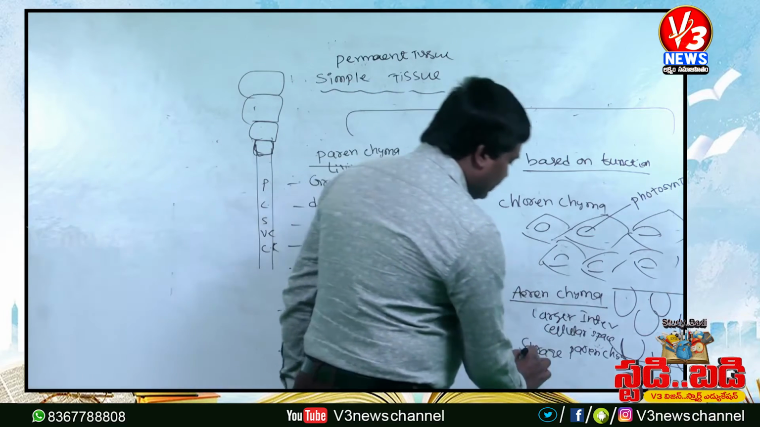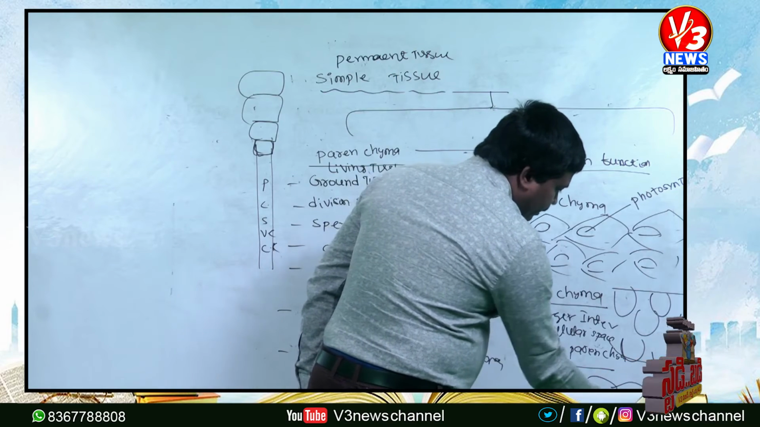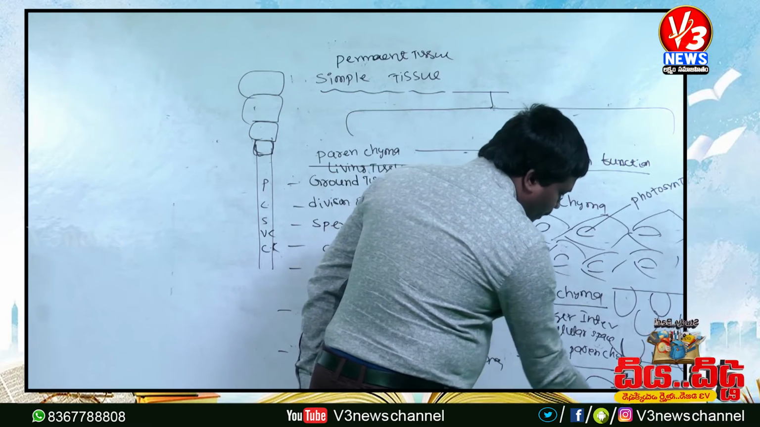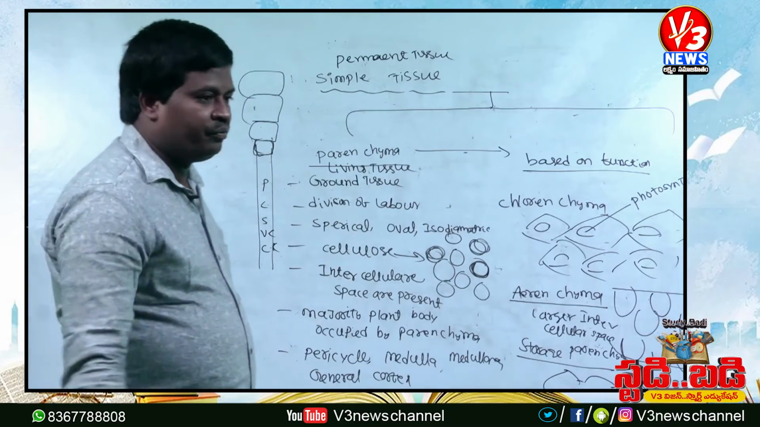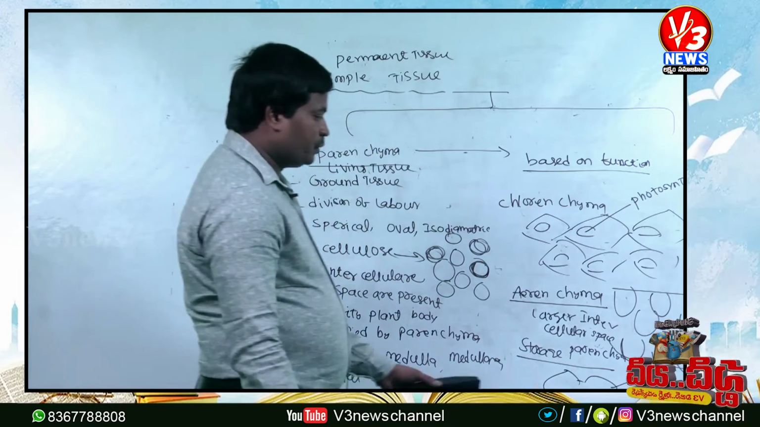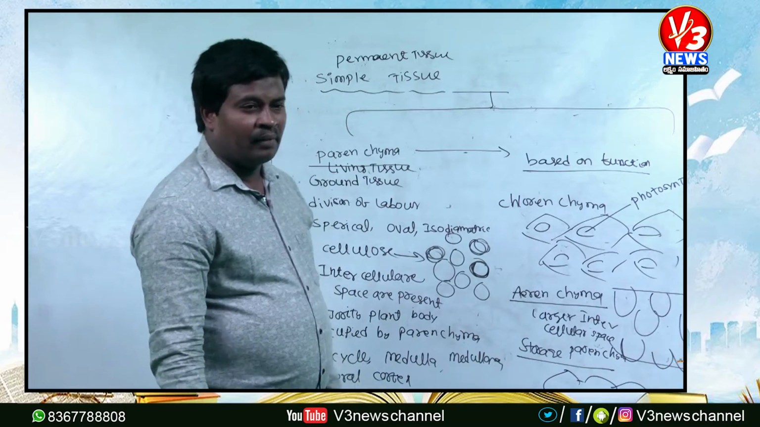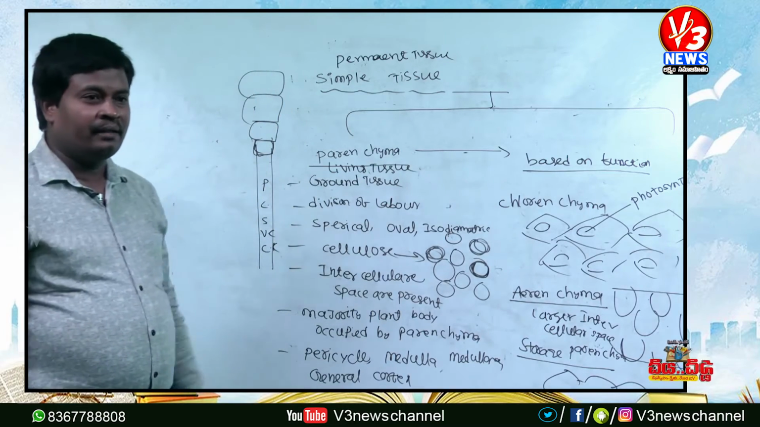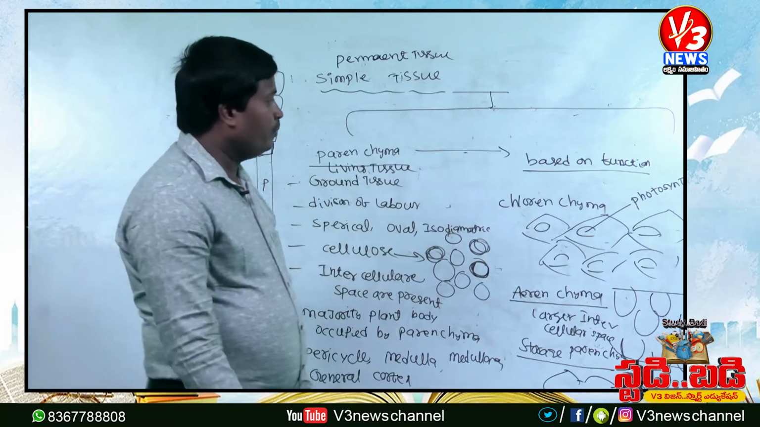Then later, the last one, storage parenchyma. For example, we are eating fruits. But why are we eating them? Because they store food material. That food material is stored in the parenchyma tissue. Such parenchyma is called storage parenchyma. Seeds or fruits and edible parts of the plants. Then later, secretion, very important.